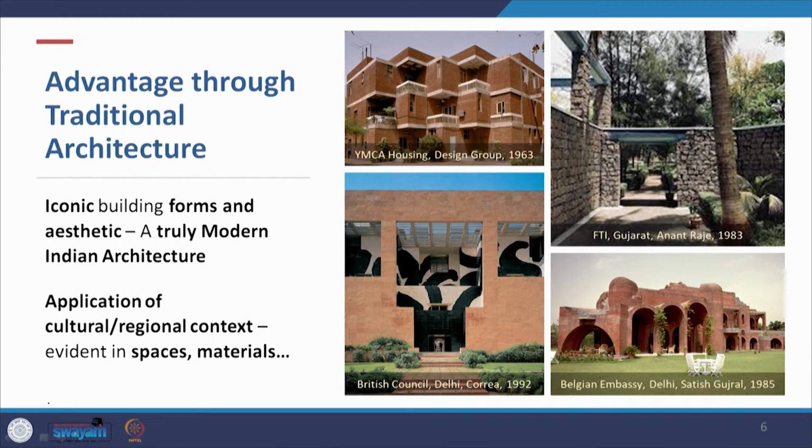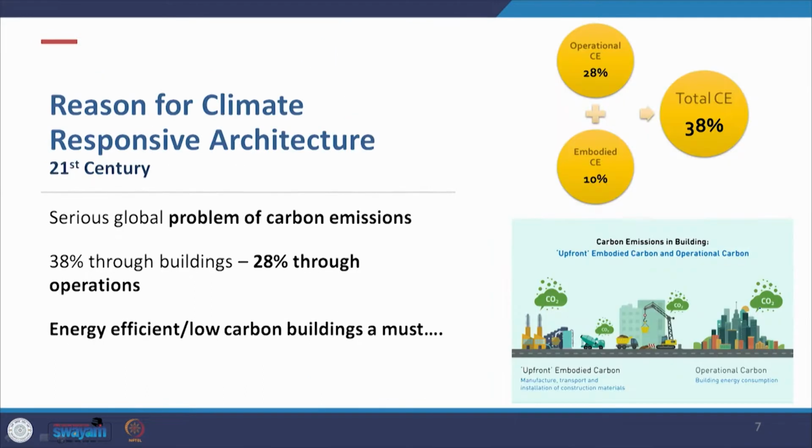So the advantage through traditional architecture turned out to be that iconic building forms and aesthetic gave rise to a truly modern Indian architecture. And this was an application of cultural and regional context along with climate. It was evident in the spaces, in the materials. So again you see, for example, the YMCA housing by the Design Group in 1963, the FTI building by Anant Raje in 1983, British Council, Korea 1992 in Delhi, and one of the very interesting buildings, not by an architect but by an artist, Satish Gujral, the Belgian Embassy in 1985.